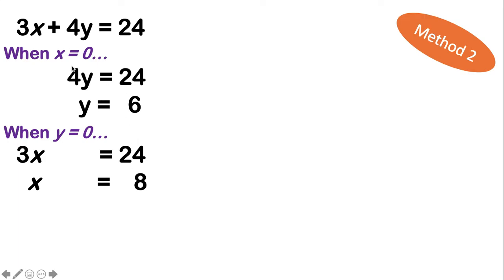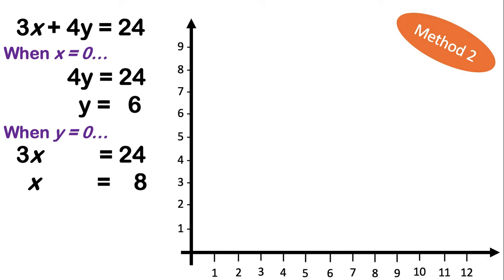So think about that again. When x equals 0, y equals 6. When y equals 0, x equals 8. Those are 2 points that are going to be on the graph. So when x equals 0, y equals 6, that means it goes through the point (0, 6) on the graph. When y equals 0, x equals 8, so that means it's going to go through the point (8, 0) on the graph, representing x being 8 and y being 0.